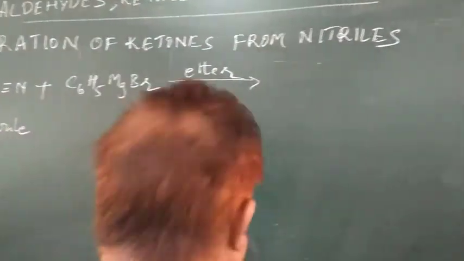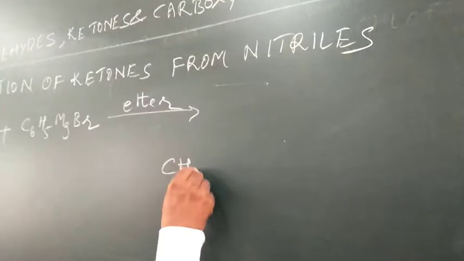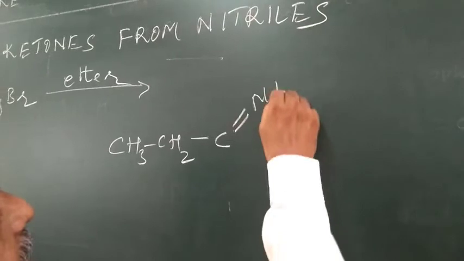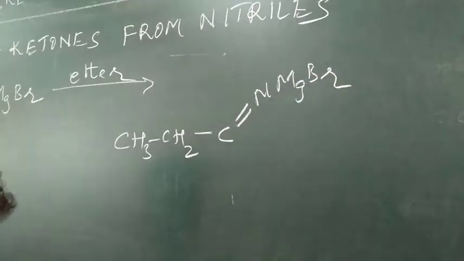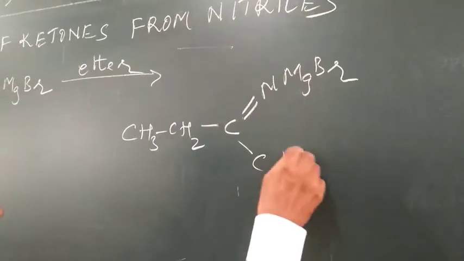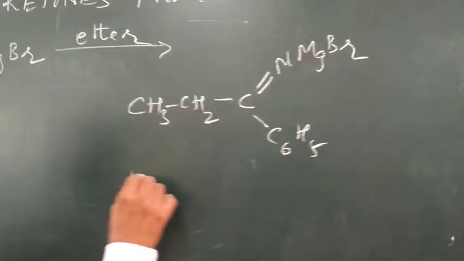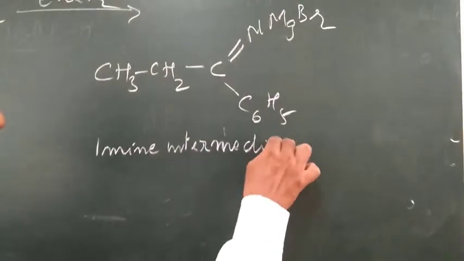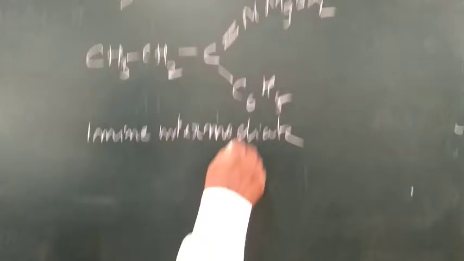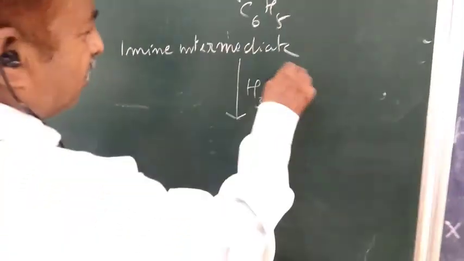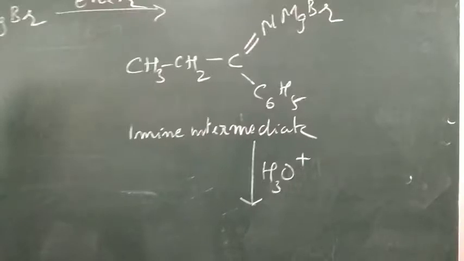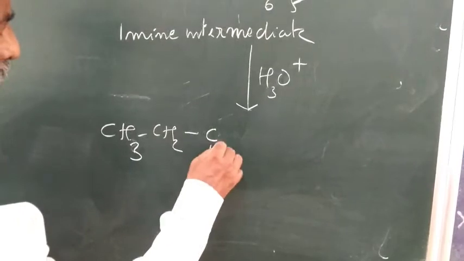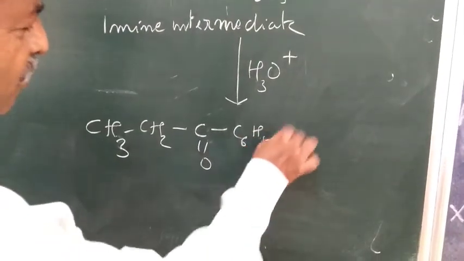Therefore, we get an intermediate. This is CH3, CH2, C double bond N, MgBr, and here this is C6H5. So this is the imine intermediate, and of course this is hydrolyzed with H3O plus. Therefore, what do we get here? CH3, CH2, C double bond O, single bond C6H5.